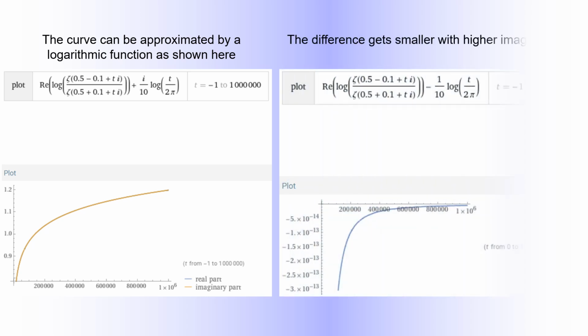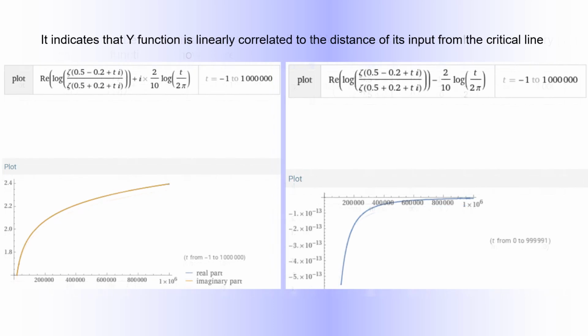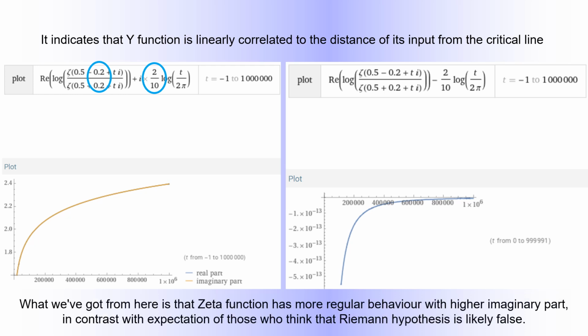The curve fitting function is then subtracted from the s function. The difference gets smaller with higher imaginary part. It indicates that the y function is linearly correlated to the distance of its input from the critical line. What we've got from here is that the zeta function has more regular behavior with higher imaginary part, in contrast with the expectation of those who think that the Riemann hypothesis is likely false.